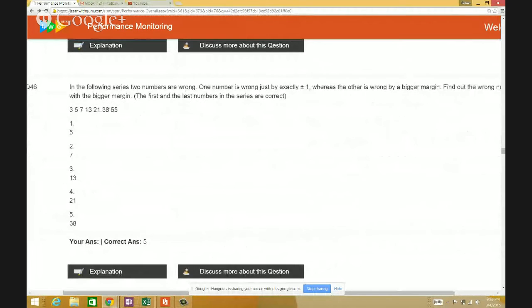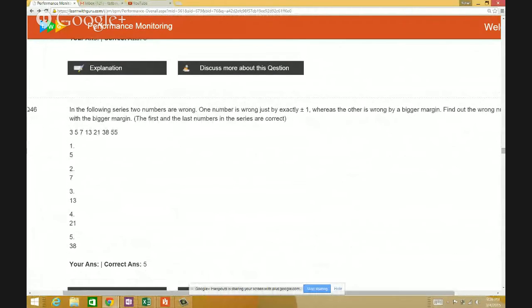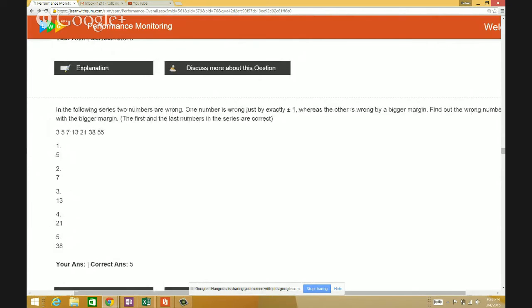Have a look at this. In the following series, two numbers are wrong. Now this is a very typical series. It used to come early on. Now they don't have this anymore, but they can still have it. So I'll explain one of the questions. One of the numbers is wrong by exactly plus or minus one. The other is wrong by a bigger margin. Find the wrong number with the bigger margin.